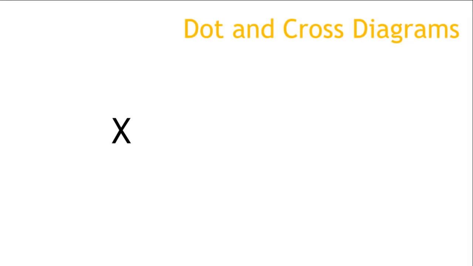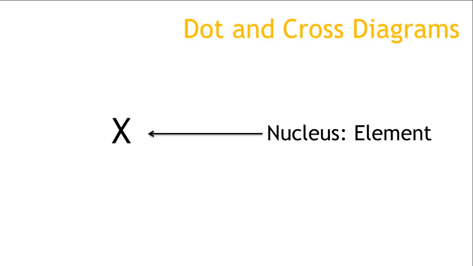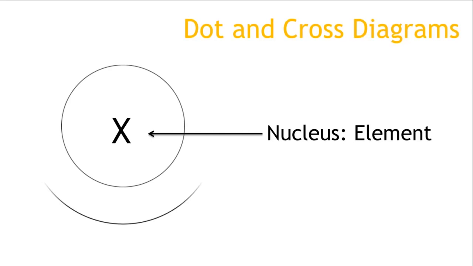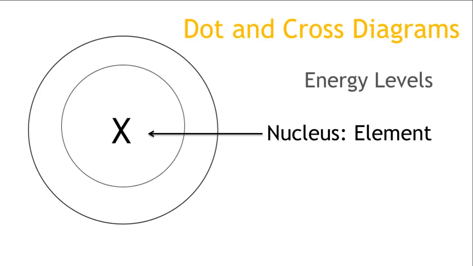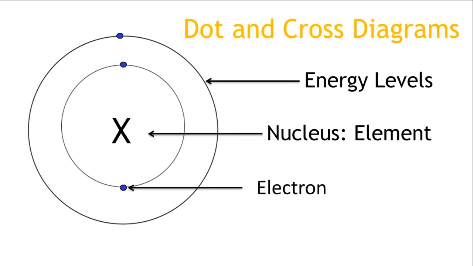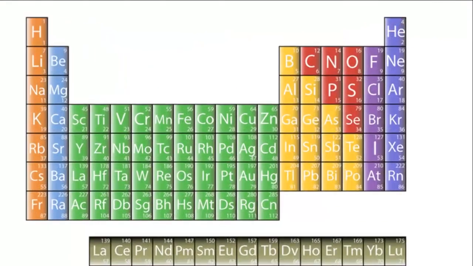In the diagram, the nucleus is represented by the element symbol or a central black dot. The energy levels are represented by circles around the nucleus, and the electrons are represented by dots or crosses. Let's look at some more examples.